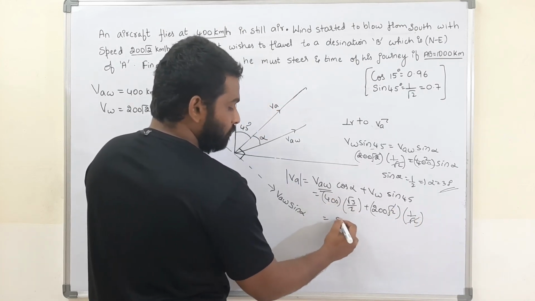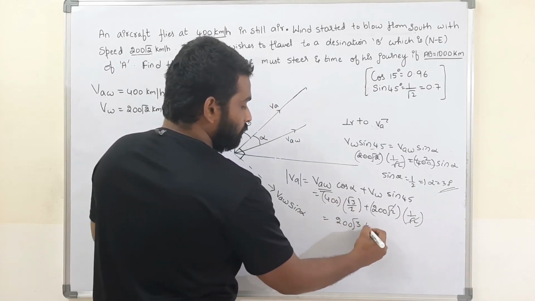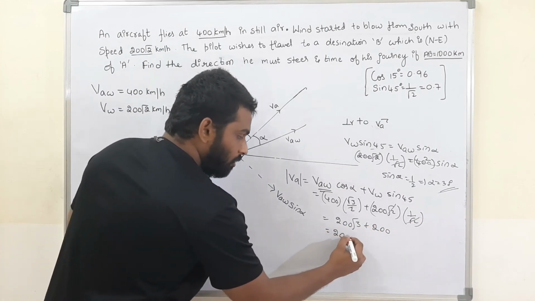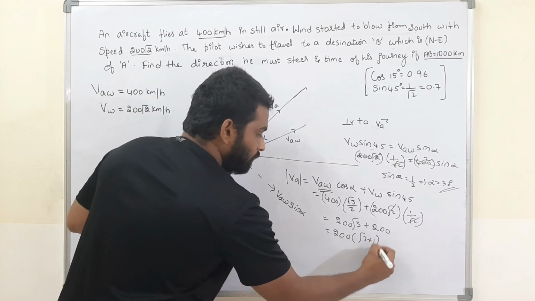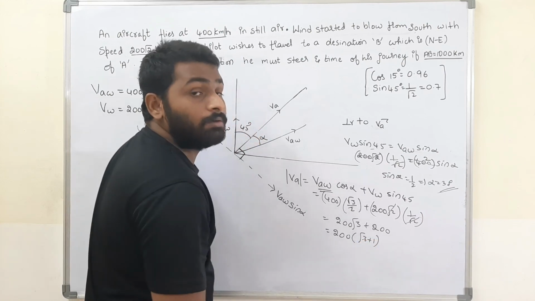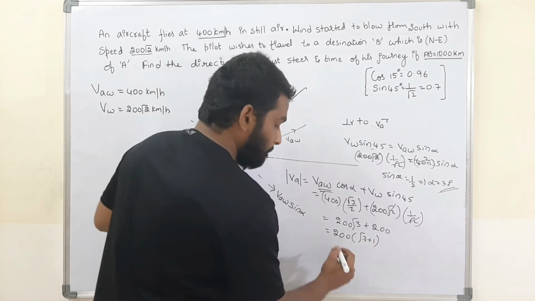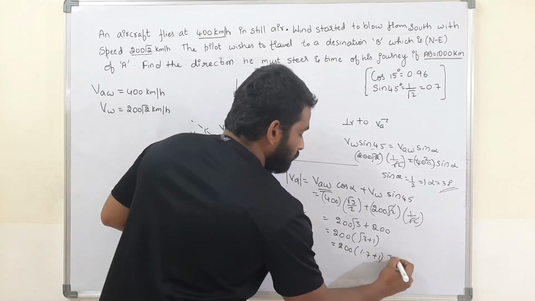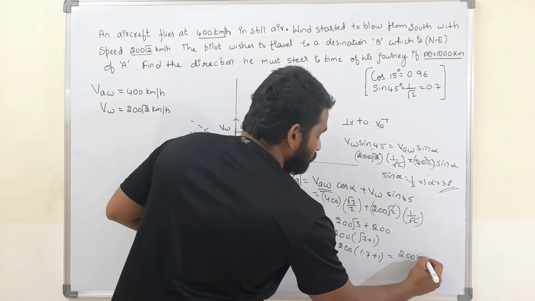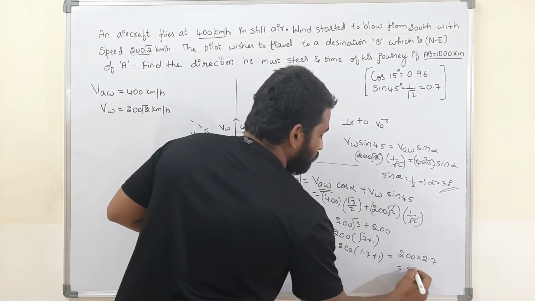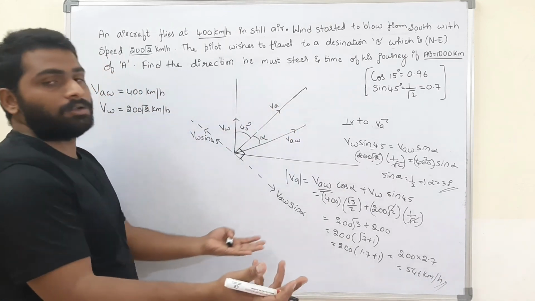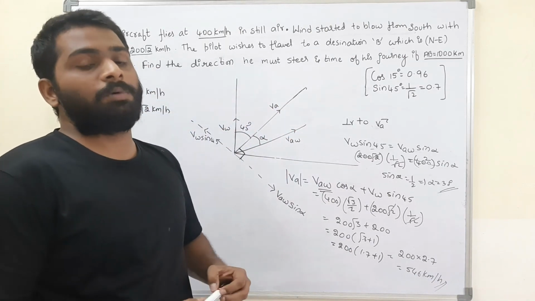Therefore, 2 into 200 is 400, 400 root 3 by 2 is 200 root 3, plus 200. I can take 200 common: root 3 plus 1. What is the value of root 3? 1.7. 200 into 1.7 plus 1, that is nothing but 200 into 2.7, which is nearly equal to 546 km per hour. Now I got the VA also. Very simple. Just resolve the components.